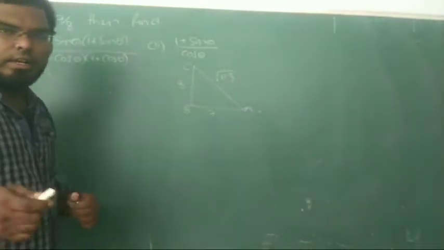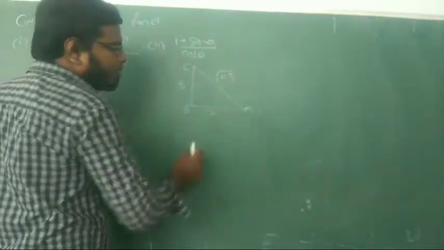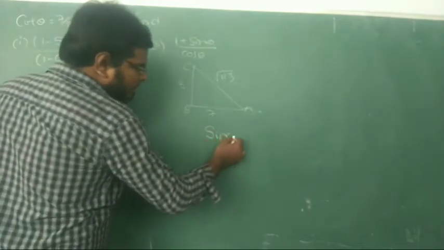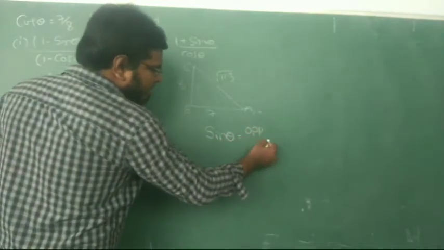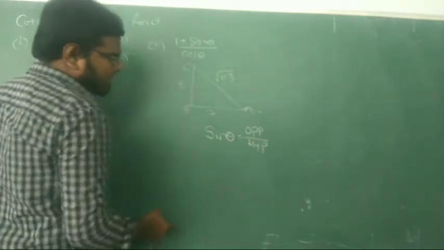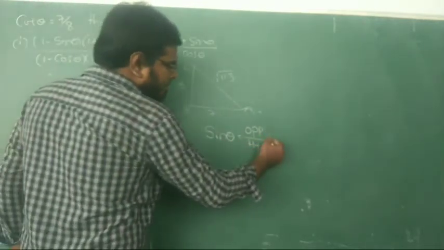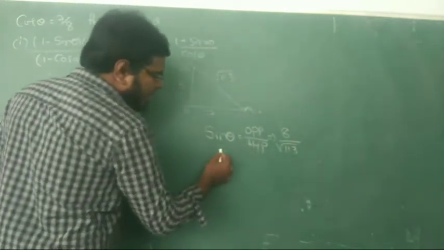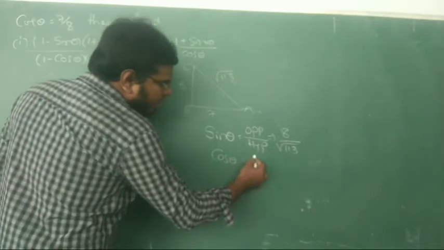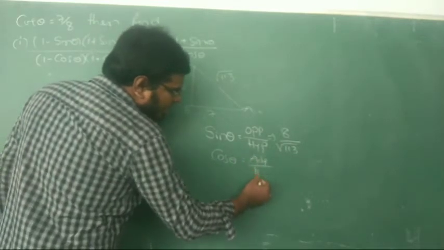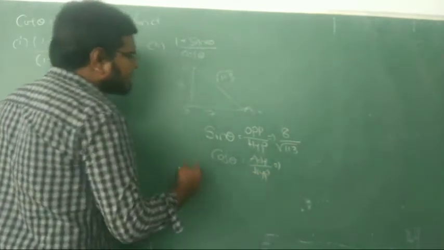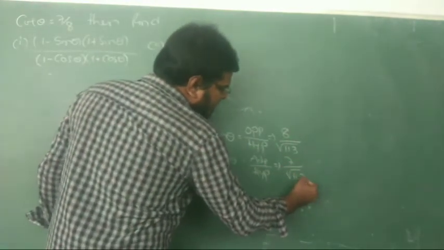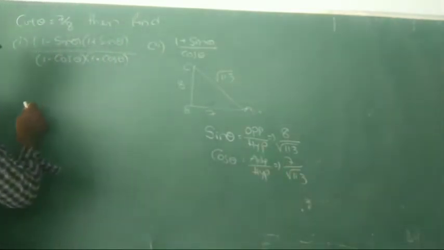Okay, now listen. Look at the hypotenuse. Right here, the sin theta value. Sin theta means opposite side by hypotenuse. What is the opposite here? Right here, 8, and the hypotenuse was under root 113. Next, cos theta, adjacent side by hypotenuse. Which one is the adjacent side here? This one, 7. Right, now substitute in this.